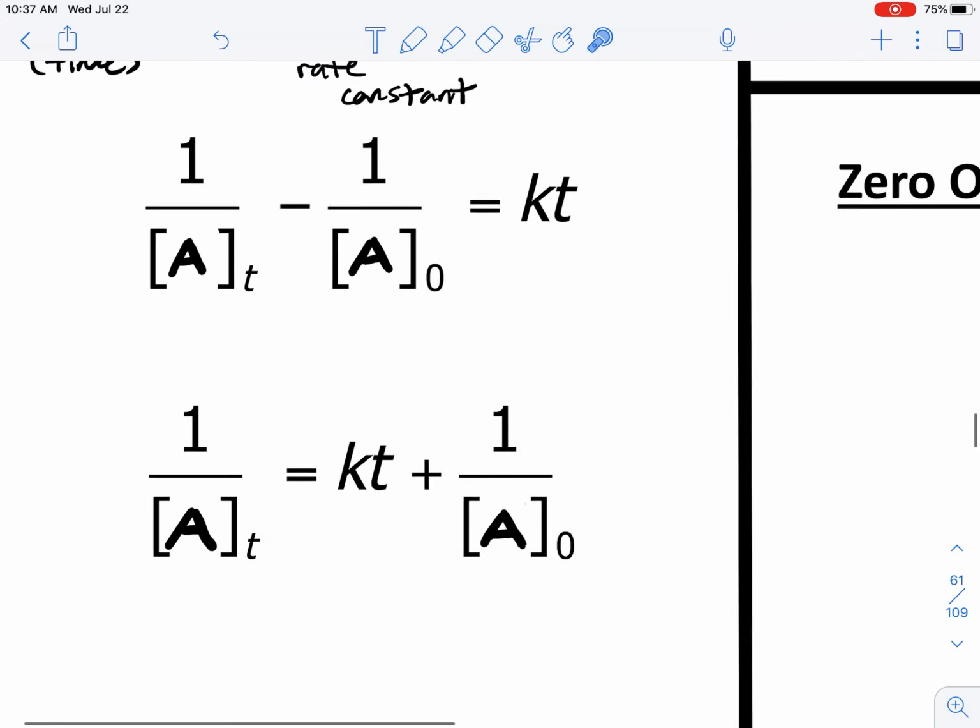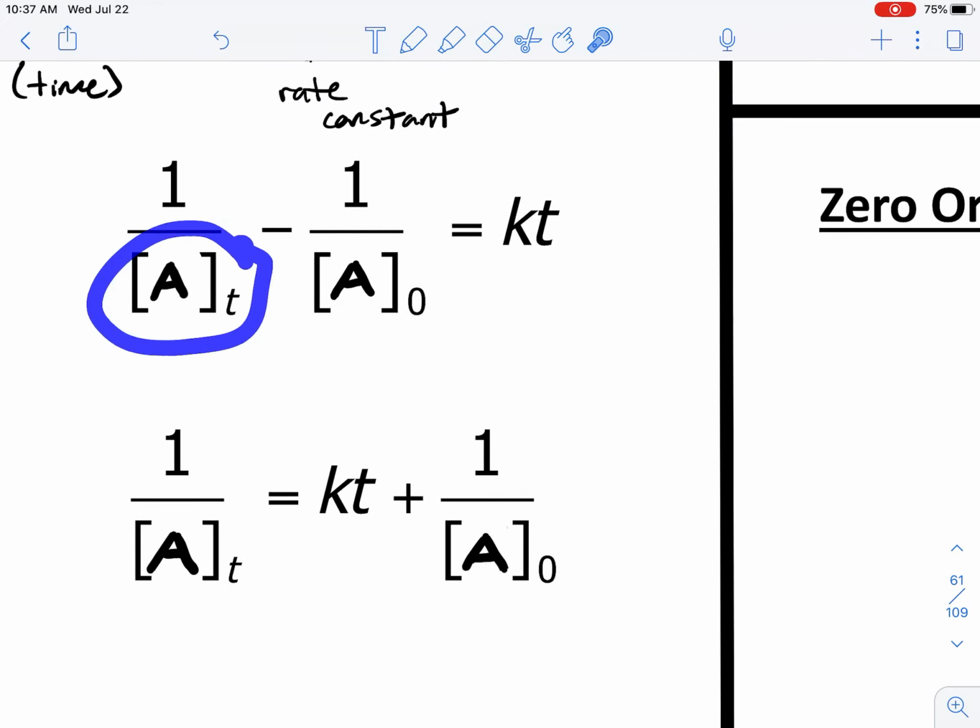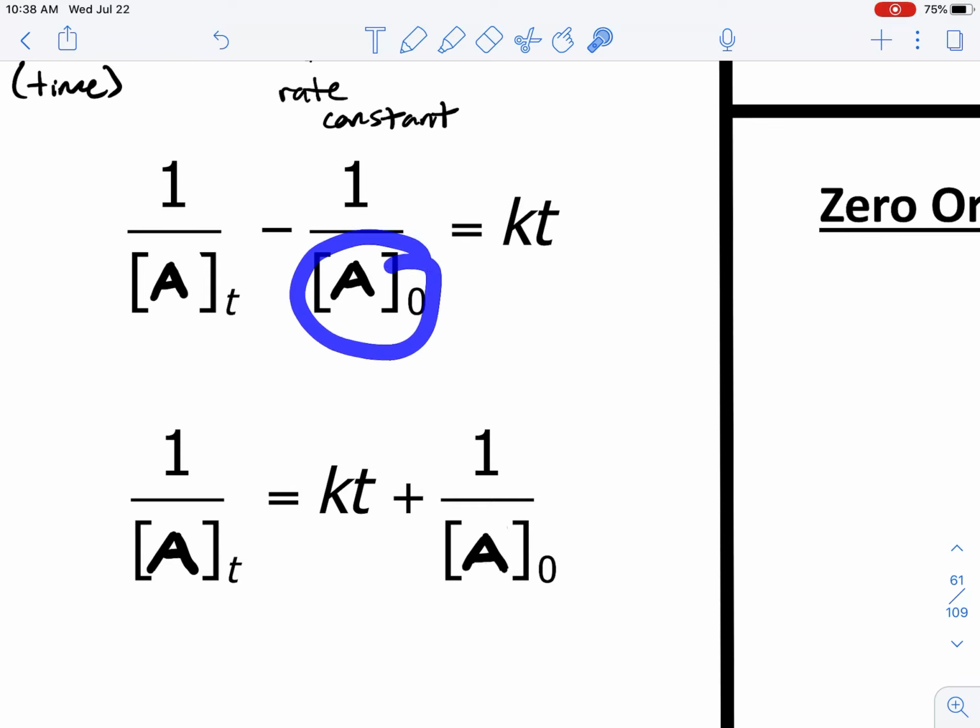And so all the terms are pretty much the same. So this is A sub t, the concentration of reactant A at any given time period. And then this is going to be the initial concentration. And this is the rate constant k. And this is t, which is time. And so this t is not the same as T1/2. Okay.